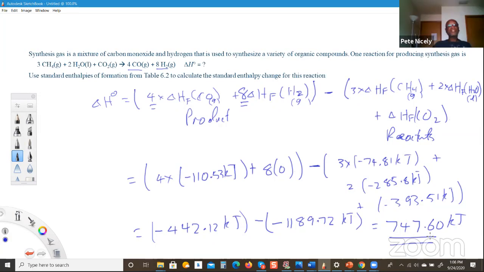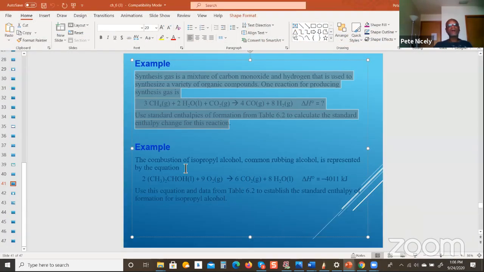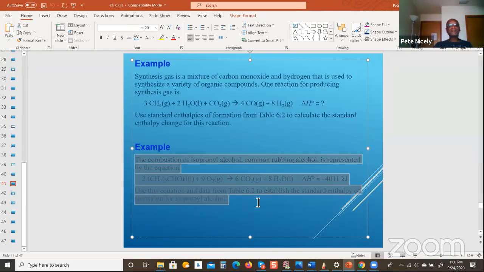Any other questions about this? Okay, moving along. We're almost at the end of this chapter, actually, but we have one more example and some other things to discuss. So this example right here, let me copy and paste it again.